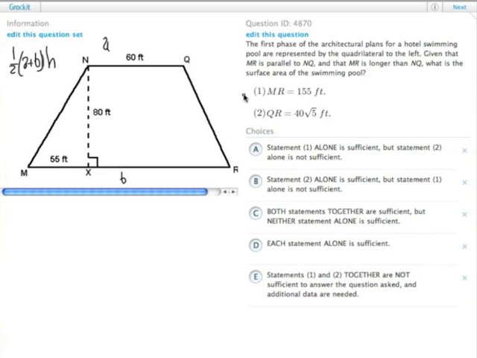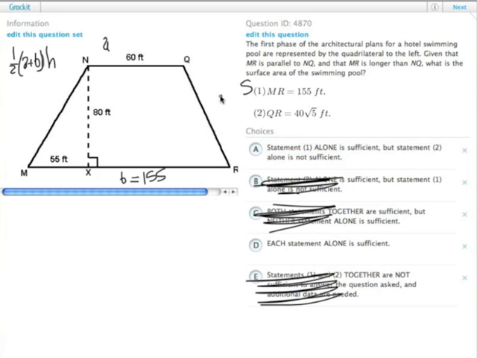Let's look at the statements. Statement 1 tells us that MR equals 155. This is basically telling us that B, for our 1/2 (A plus B) times H, B equals 155. So we have both bases and we have the height here. Statement 1 is definitely sufficient. It falls right into our hands for figuring out the area. So it's not statement 2 alone, and it's not either of the insufficient ones.